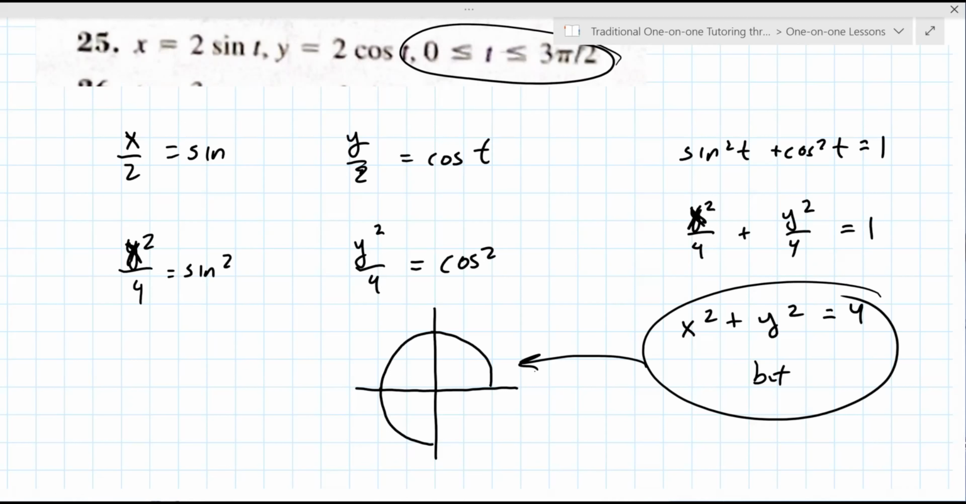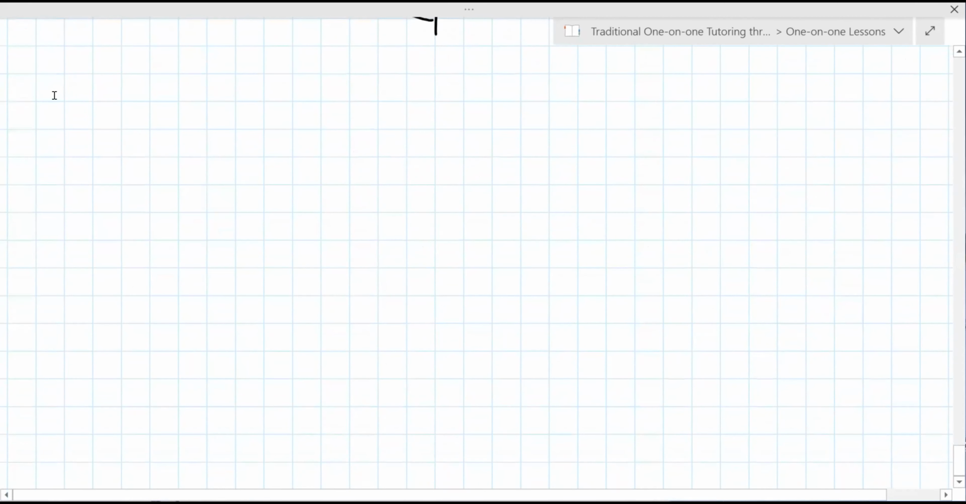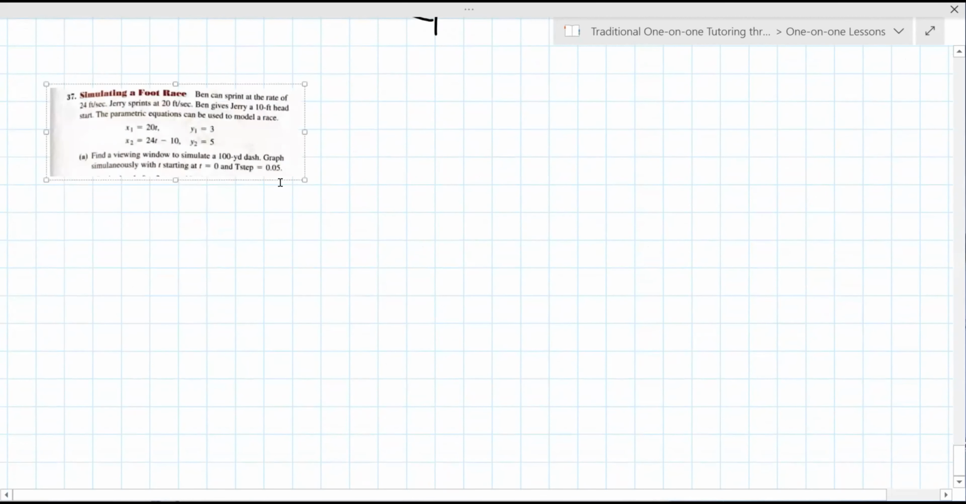All right, now 37. Next page. A story problem. All right, so it looks like I'll have to share that other window. Let me look at it a little bit closer here.